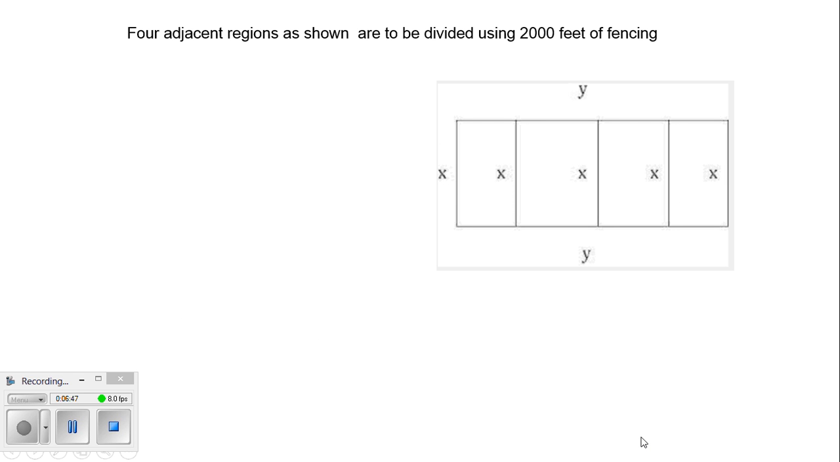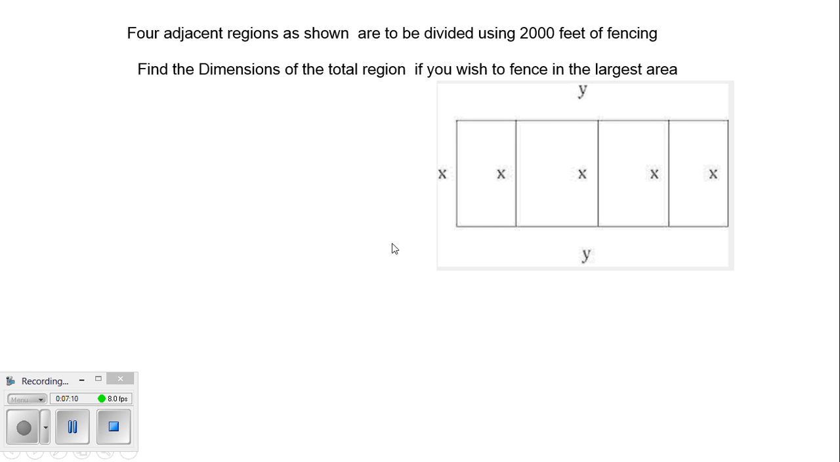Another similar problem. Four adjacent regions, as shown, are to be divided using 2,000 feet of fencing. So here's the area, but that area is split by fencing into four regions. Whether those regions are equal or not does not matter, because what we're trying to figure out is, with this 2,000 feet of fencing, how to get the maximum area enclosed. So again, it's the relationship between the area and the perimeter. The area is, of course, X times Y.